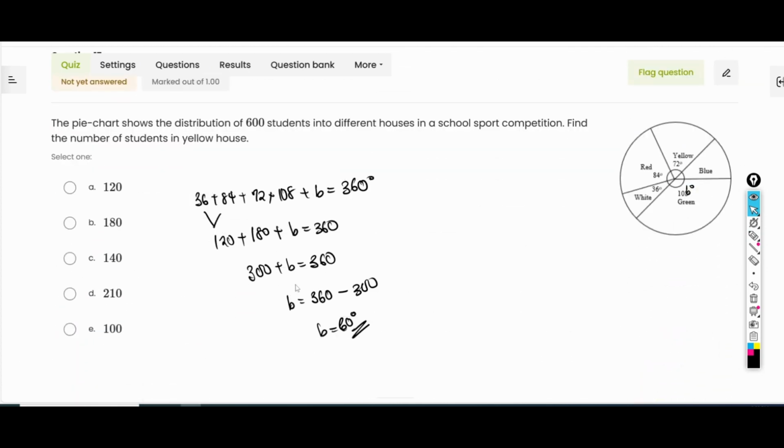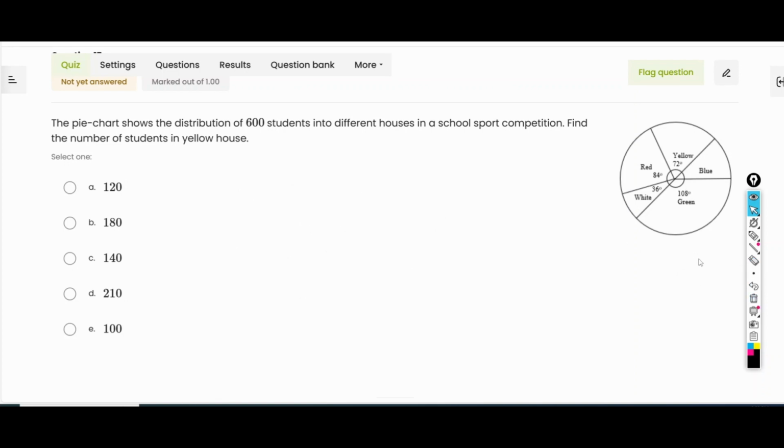Okay, 16 says we have this as the pie chart shows the distribution of students into different houses. So find the number of students in yellow house. Okay, number of students in yellow house. So we can say 72 degrees. All right, 72 degrees would be X students. So we can just use proportions, okay? As the total angle 360 degrees represents 600 students. All right, so the total angle represents 600 students, and so 72 degrees represents how many students?